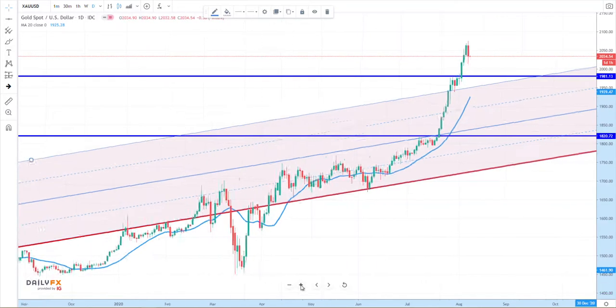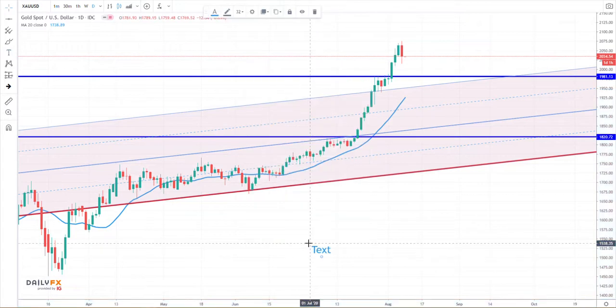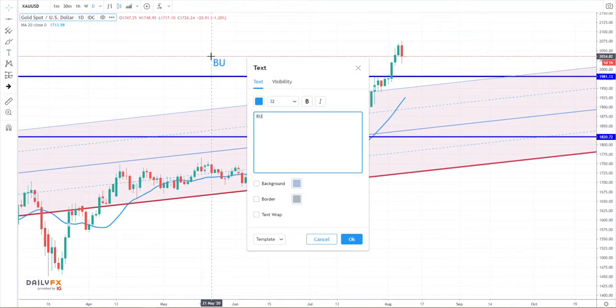So we saw this happen in the euro on Friday, and a couple other currencies, where price will probably, maybe not even go to 1925. It might dip to about 1950, and that's your next big buy. So as always, remember, buy the dip.